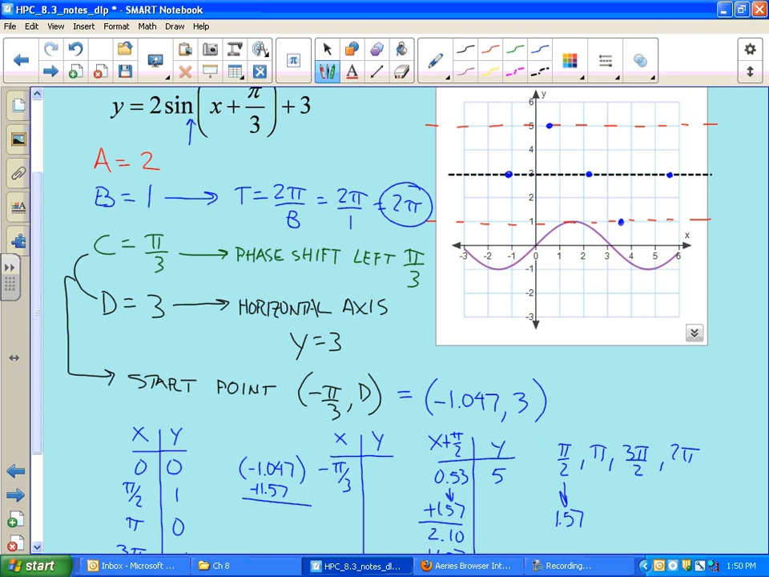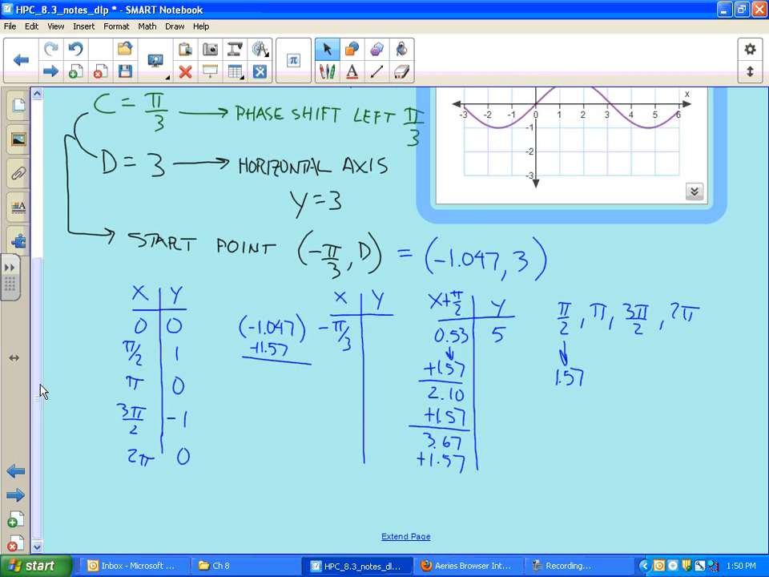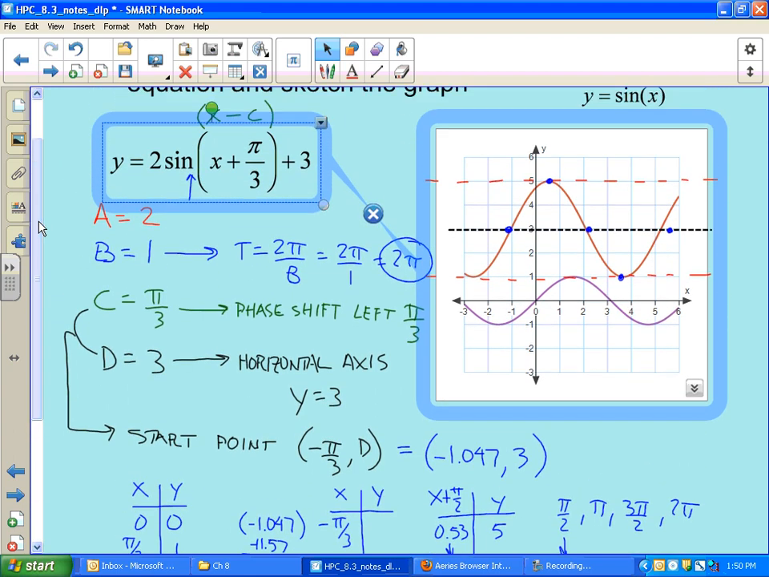Let's see if we did it right. Yeah, we rock. There we are. There's your curve. So using my table values, having a starting point, that is a shift to the left, I keep adding a quarter to that, creating my other points. And then I get my curve.